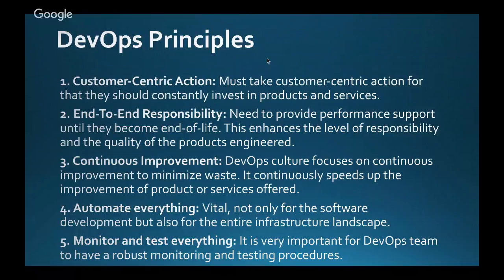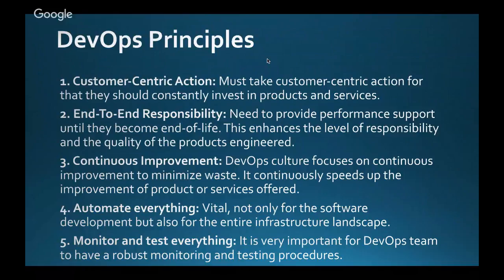Continuous improvement. DevOps culture focuses on continuous improvement to minimize waste. It continuously speeds up the improvement of product and services offered. As I already said, it is about continuous feedback, and with continuous feedback, you keep on improving continuously. So DevOps culture is based upon continuous improvement, and with this, they minimize the waste. So it becomes more and more lean, and since they get lean, wastages are removed. Ultimately, they become fast. So with continuous improvement comes the leanness and comes the speediness.